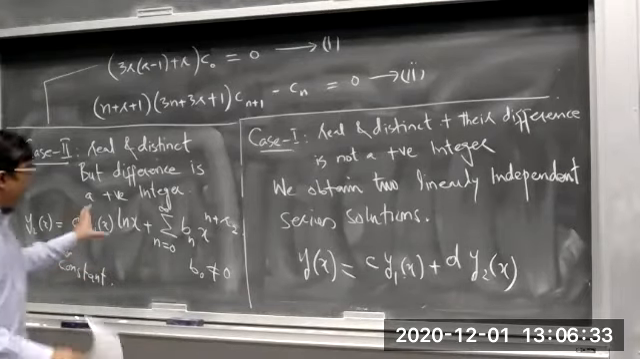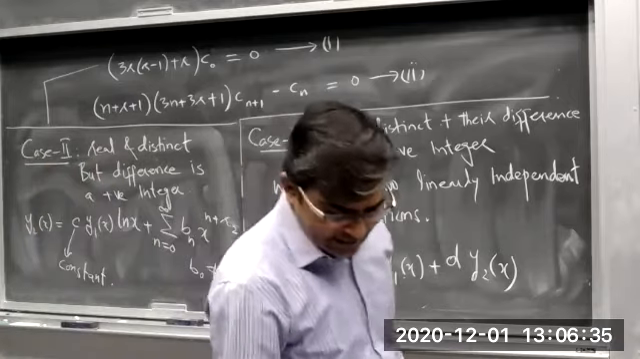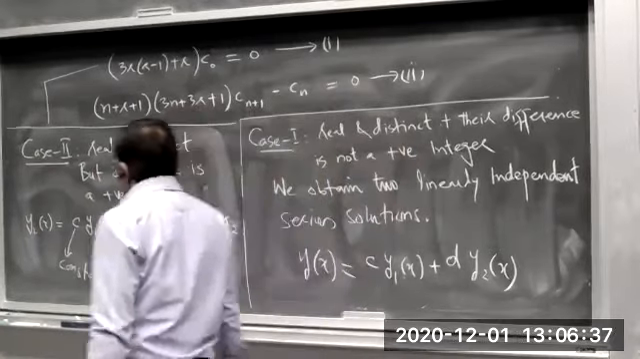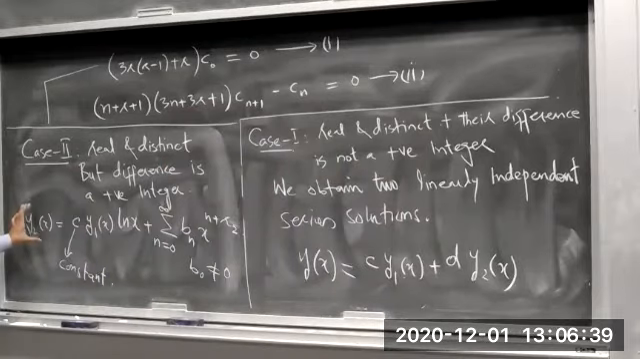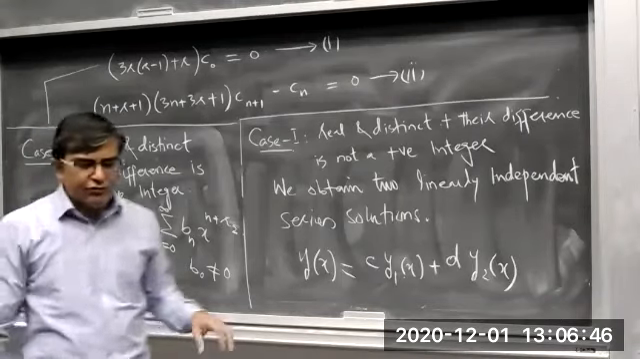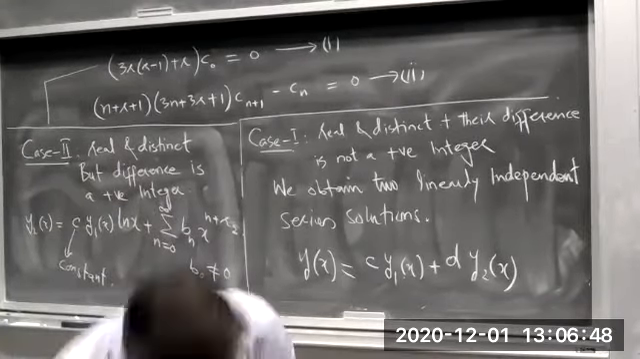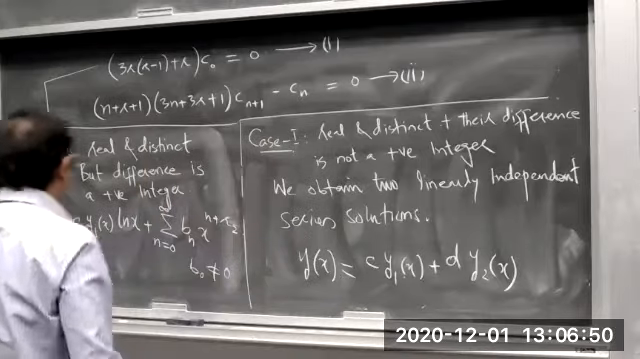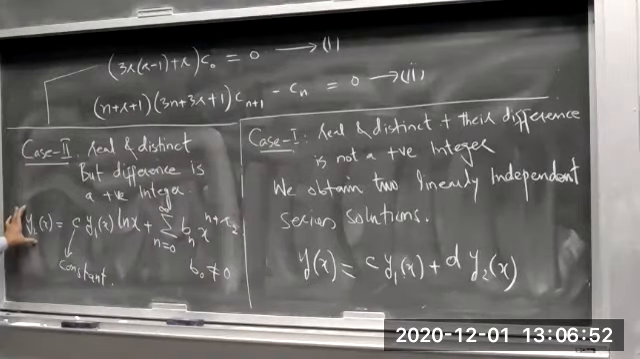The second series solution will be of this form. And how can we find it? We assume it in terms of y1. What is y1? It is the first series solution, which we have already obtained. Now, how to obtain this second series solution?